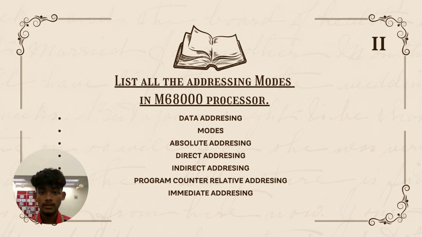Thank you. Hi, today I would like to answer question 1A Roman 2: list the addressing modes in the M68000 processor. The answer is data addressing modes: absolute addressing, direct addressing, indirect addressing, program counter relative addressing, and also immediate addressing.